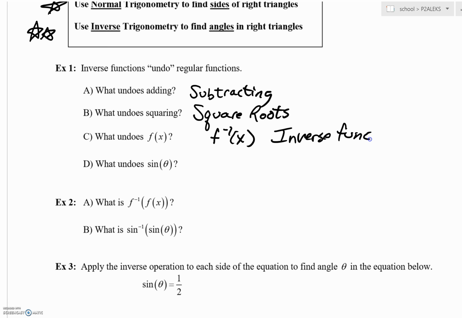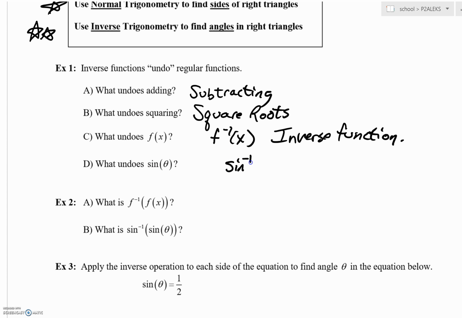The answer is the inverse function. The inverse function, guys, is really the undo button of the function. It will make the function go away. Just like if you wanted addition to go away, you'd subtract. If you want to get rid of a second power, a square, you'd take a square root. So you can think, what undoes the sine of theta?